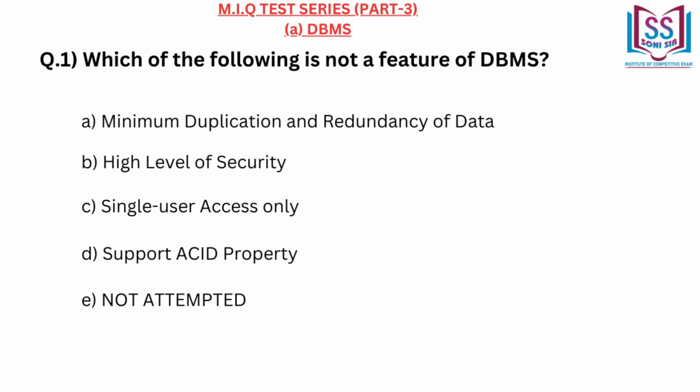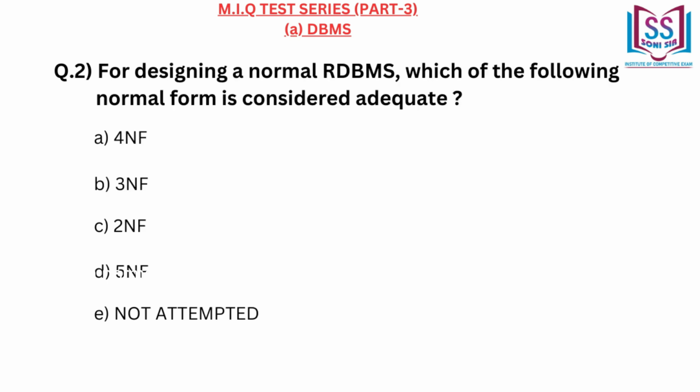D. Support ACID property. For designing a normal RDBMS, which of the following normal form is considered adequate? A. 4th NF. B. 3rd NF. C. 2nd NF. D. 5th NF.